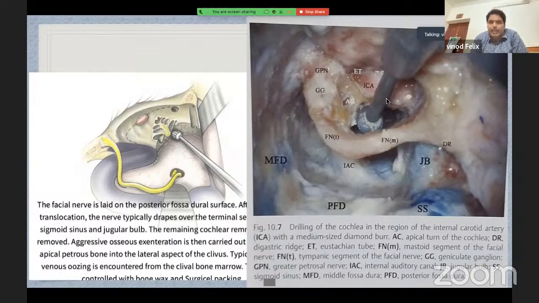You are seeing the carotid artery there, and this is the cochlea being drilled out. And this is called the transcochlear approach. You can even reroute this entire facial nerve posteriorly by drilling open the internal acoustic canal there. And once we do that, you can reach even the contralateral clivus.